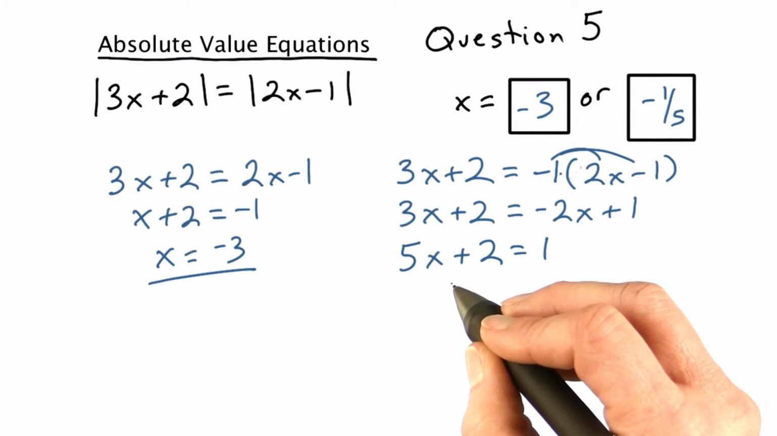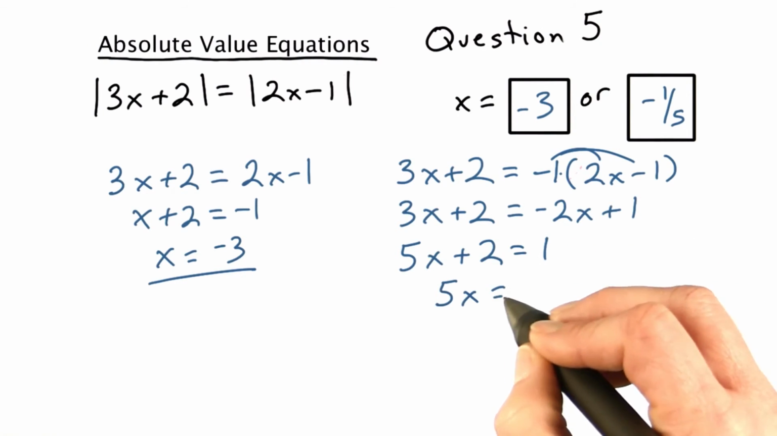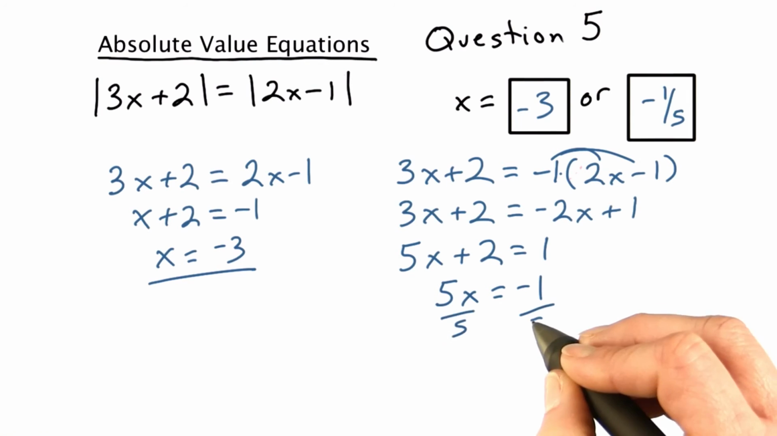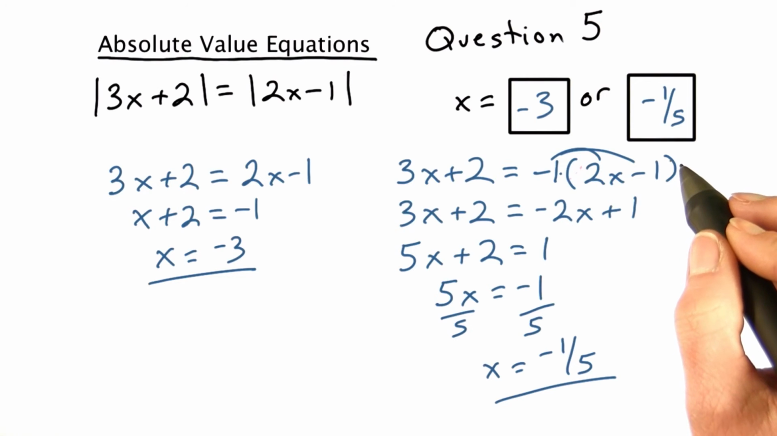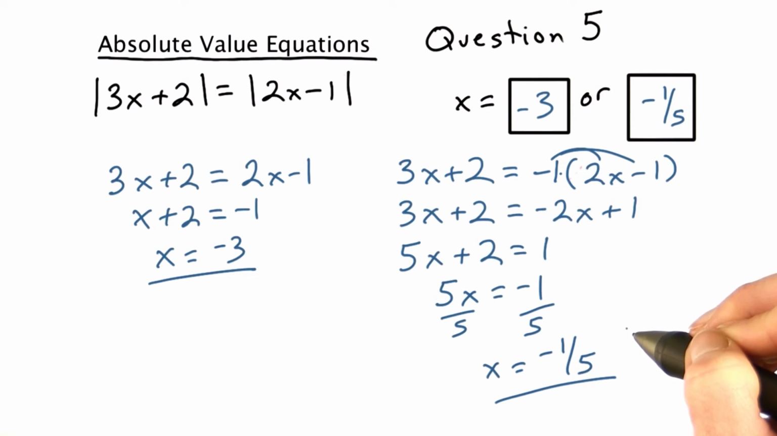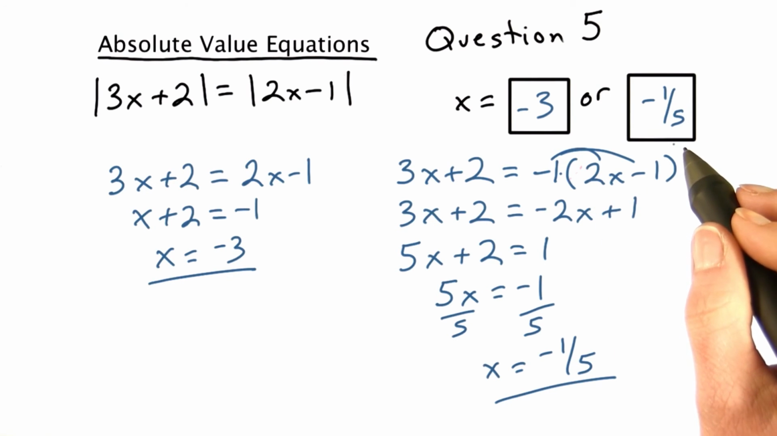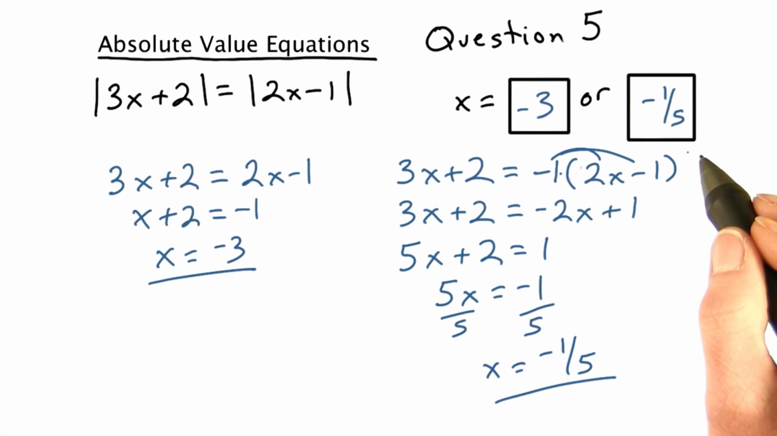When I subtract 2 from both sides, I get 5x = -1. Divide both sides by 5, and I get x = -1/5. That problem was more difficult than a lot of the absolute value equations. So if you got the answer right, I'd say you've mastered absolute value equations, and we're ready to move on to absolute value inequalities.